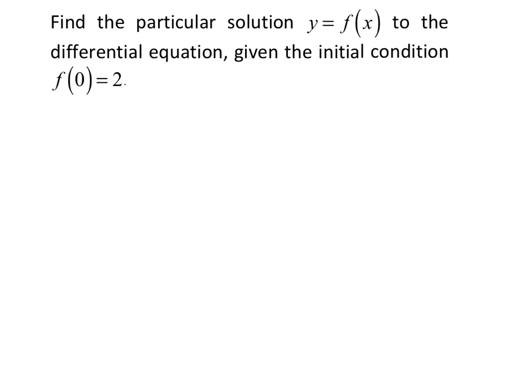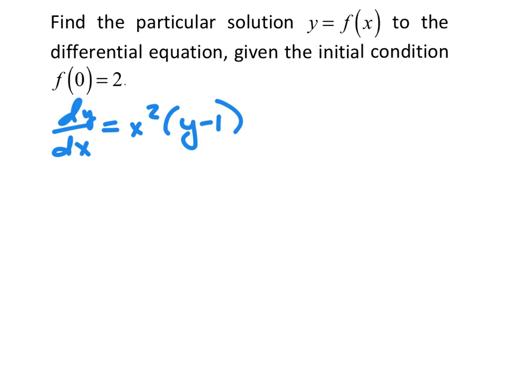So for the problem we are working on, we had dy/dx given as x squared times (y minus 1). And this question says, find the particular solution, y equals f of x, to the differential equation dy/dx, given the initial condition f of 0 is equal to 2. So really, this is asking me to integrate this differential equation to go back to the original function, and then figure out what the constant plus c would be when I plug in the point f of 0 equals 2.